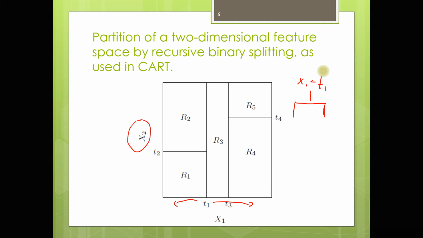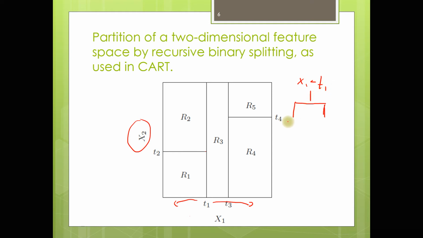So remember that we start by the split point which fully partitions the feature space. For example, t2 does not fully partition the feature space, because it stops here. It doesn't continue up to there. Likewise t4 does not do that because it stops here, all right? It doesn't continue. And so this is why we always start by the one which fully partitions the feature space.